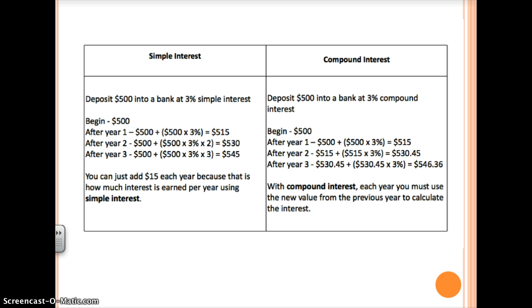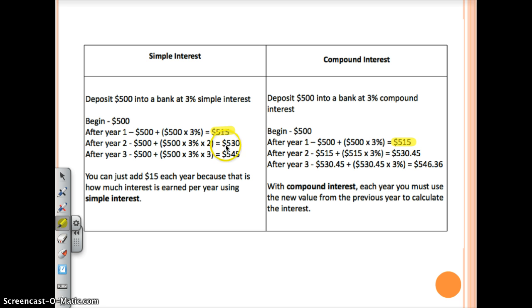Here's a comparison of simple interest to compound interest. Both of these are depositing $500 into a bank at 3% for the interest rate. The left-hand side is simple interest, the right-hand side is compound. They both begin with $500. You can see after year one, they both have the same dollar amount, $515, because it's both 500 times 3%.